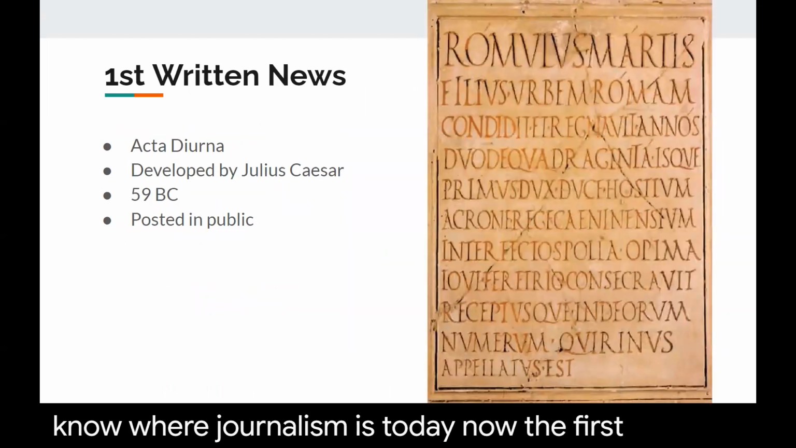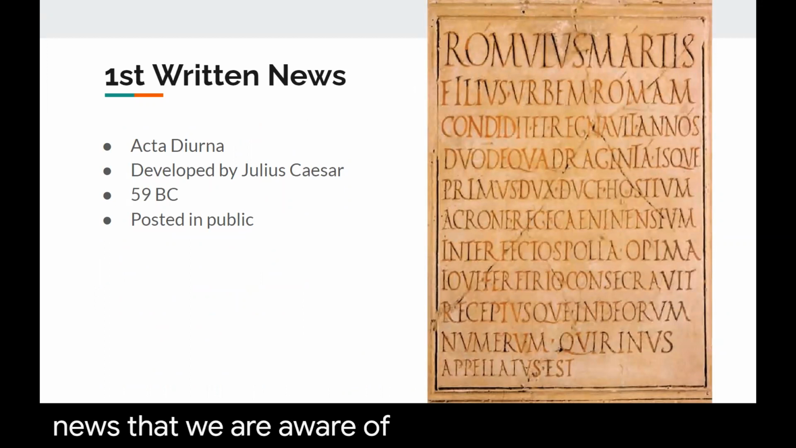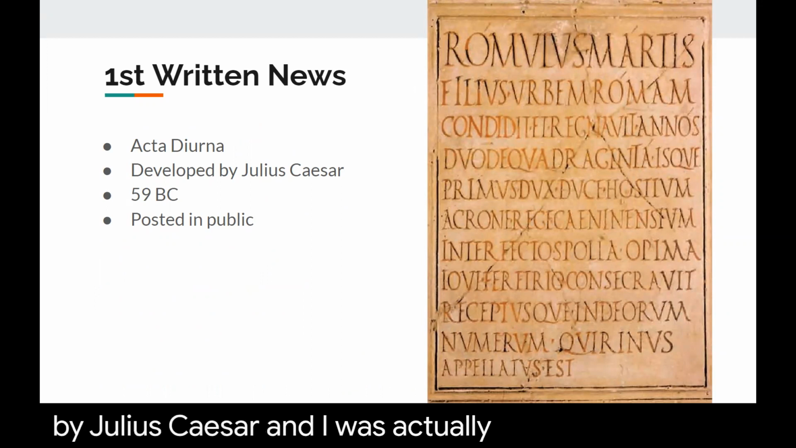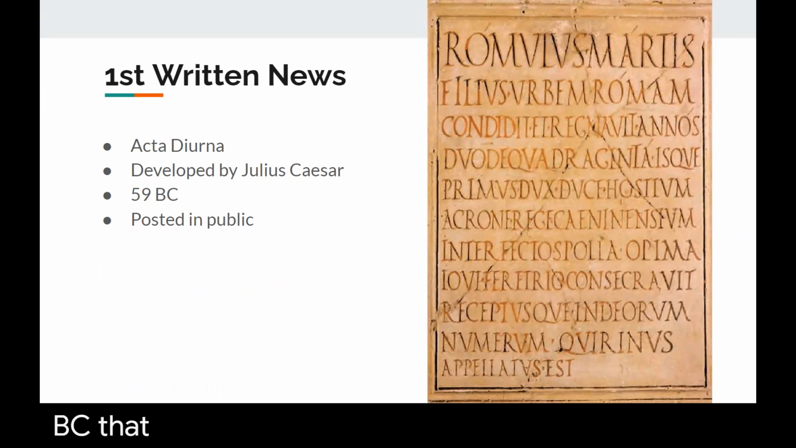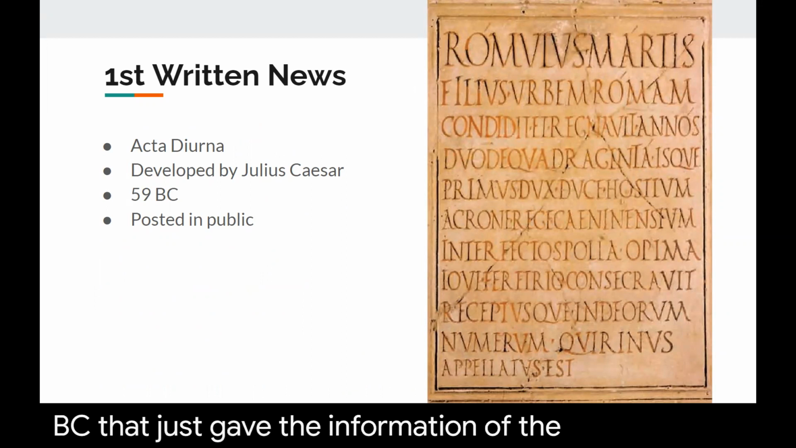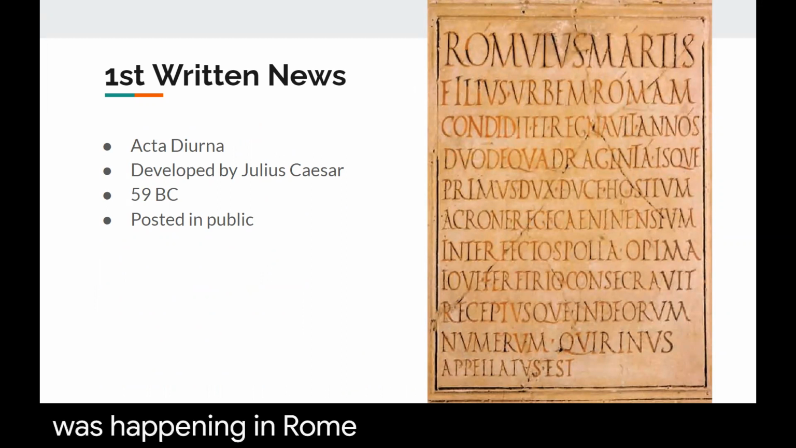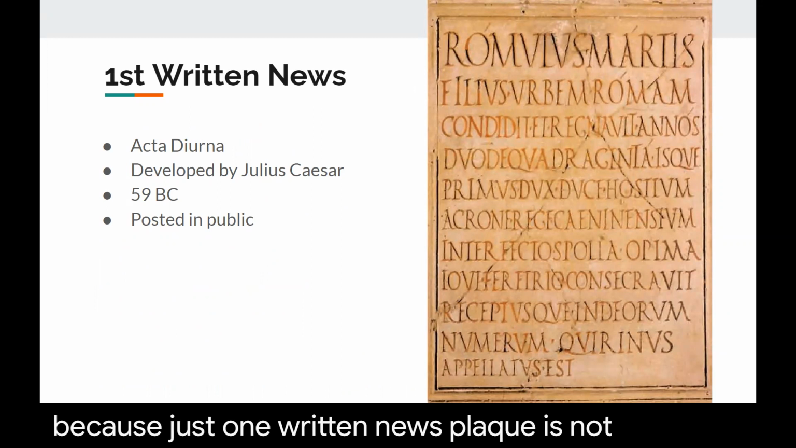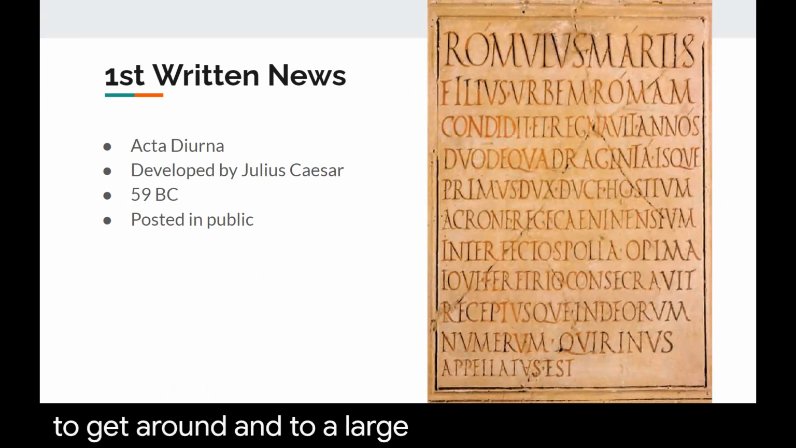Now, the first written news that we are aware of historically was developed by Julius Caesar, and it was actually a public post in 59 BC that just gave the information of the time of what was happening in Rome. And so this is our first knowledge of written communication, but of course, this isn't what we would consider mass media, because just one written news plaque is not enough to get around to a large amount of people.